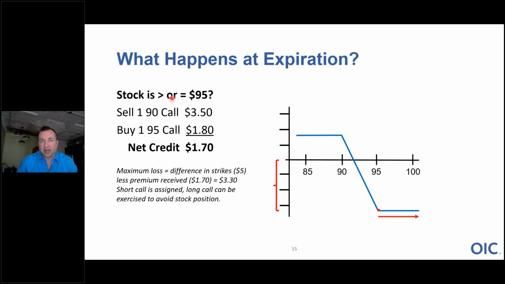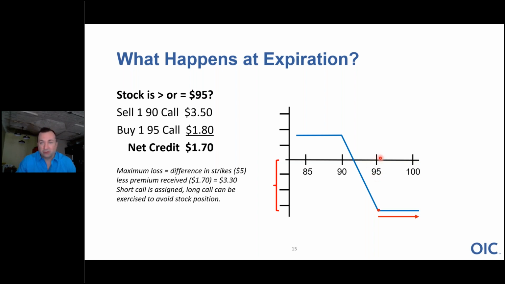Stocks above 95 at expiration, we would expect both options to undergo exercise and assignment activity. Selling shares at 90, we're short the 90 call, selling shares at 90, and then having the right to buy them back by exercising our 95s. This is giving back that $5 and having maximum loss of $3.30. If the stock's close to 95, we really don't have pin risk. That doesn't exist for option holders because we're in control.